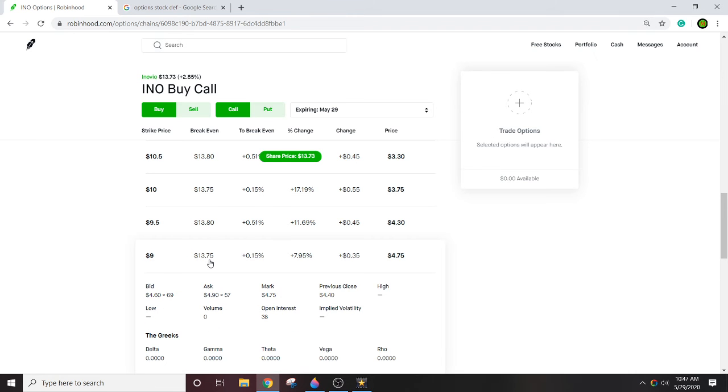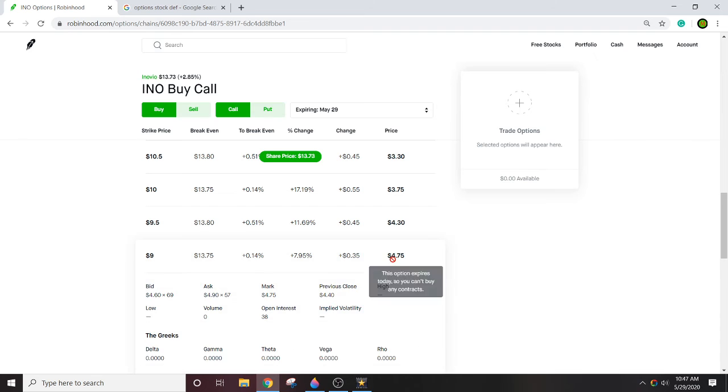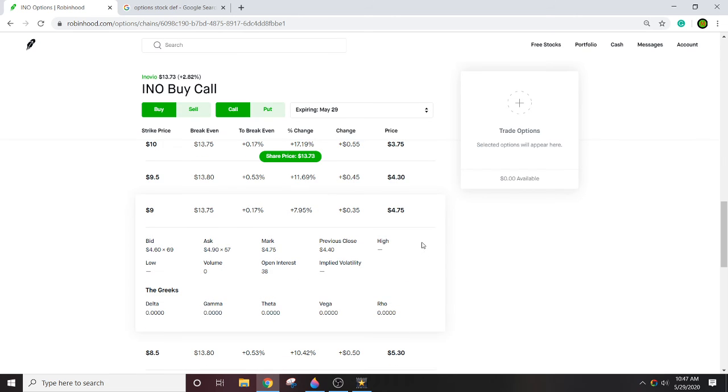So if I were to click here, so if you click here, right, the break-even price is the strike price plus the price of each individual stock that you buy, and that's the break-even price. So 9 plus 4.75 is 13.75.